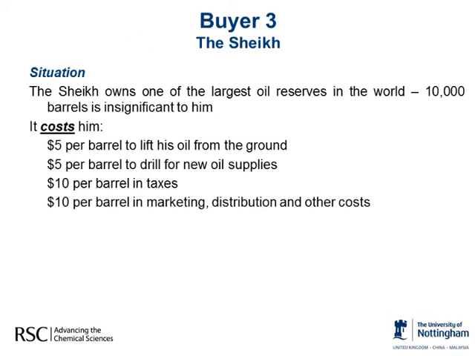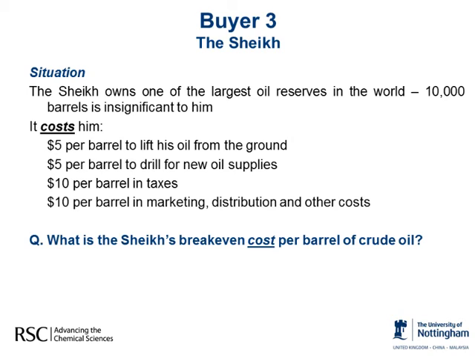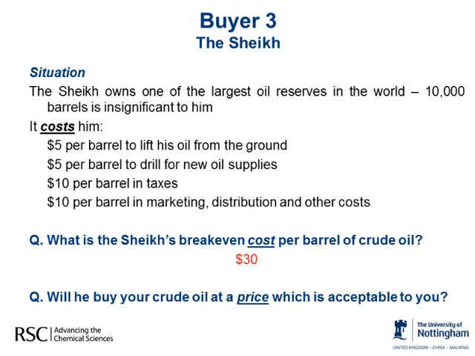Finally, you approach the sheikh. The sheikh owns one of the largest oil reserves in the world, and 10,000 barrels is insignificant to him. It costs him $5 per barrel to lift his oil from the ground, $5 per barrel to drill for new oil supplies, $10 per barrel in taxes, and $10 per barrel in marketing, distribution, and other costs. What is the sheikh's break-even cost per barrel of oil? His break-even costs are $30 per barrel.